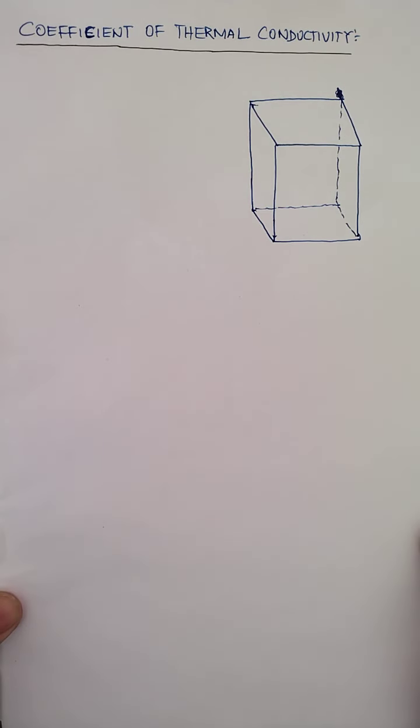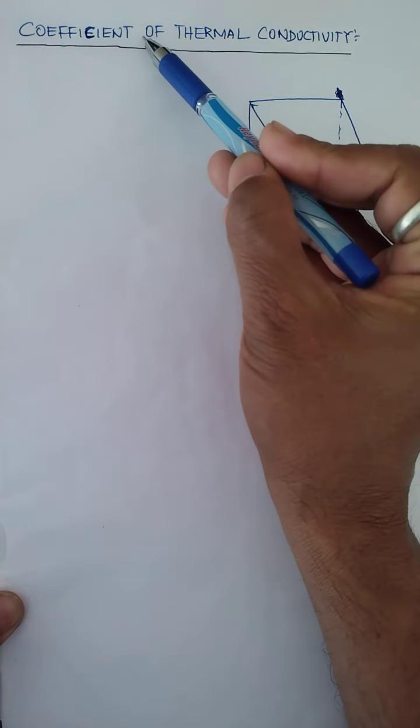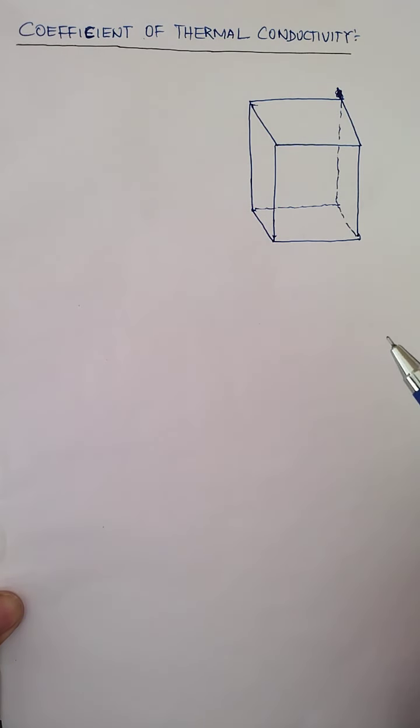Alright, my dear children of class 11 science, we will continue with the concept of conduction of heat in a metal rod. Now in this particular video, we derive an expression for the coefficient of thermal conductivity. In order to derive this, we take a slab.